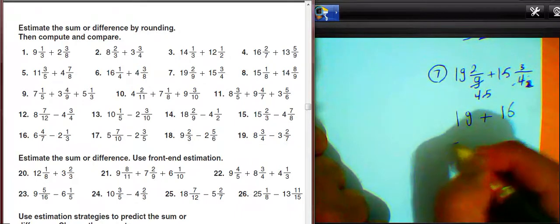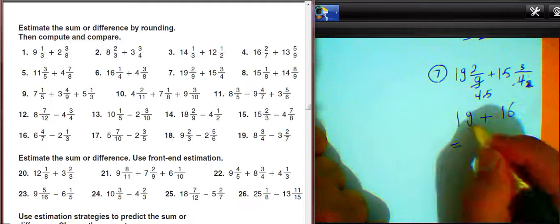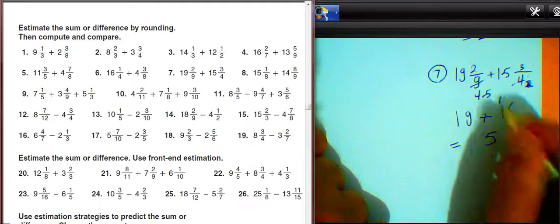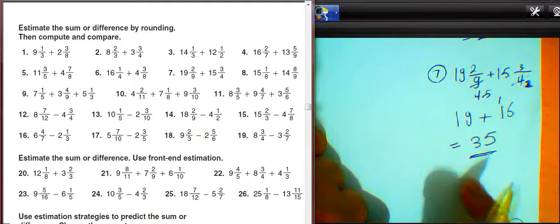So the result will be 6 plus 9 equals 15. 5, and carry 1. 2 plus 1 equals 3. It's the estimate of the sum.